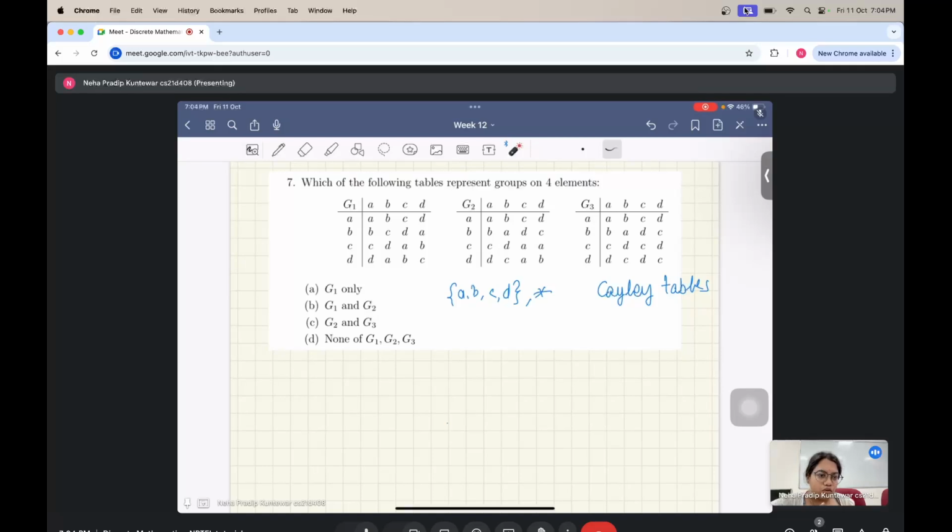You check for all the four properties, and whichever property is violated, if you find such a property, then it's not a group, and if it satisfies all four, it's a group. So maybe pause the video, take some time and try to solve this by yourself, and we will discuss the solution in a short while.